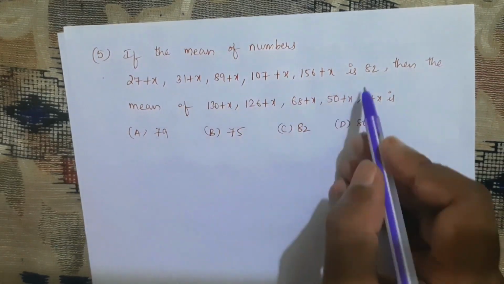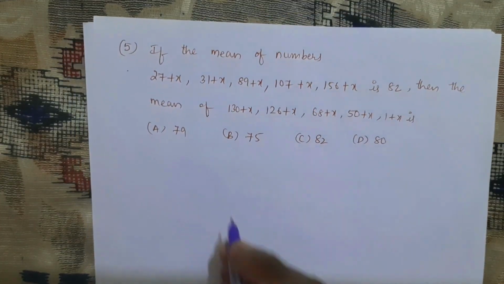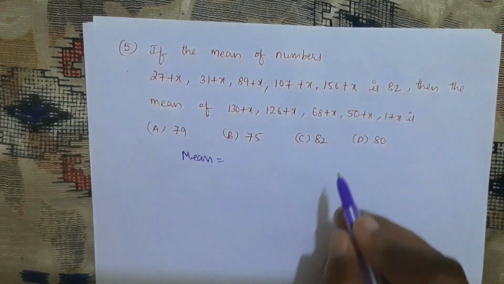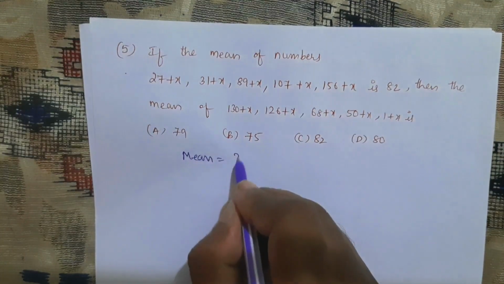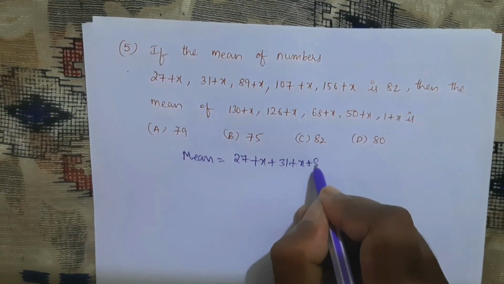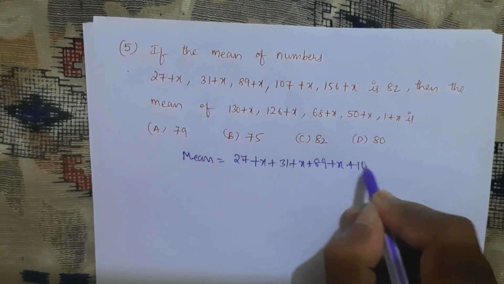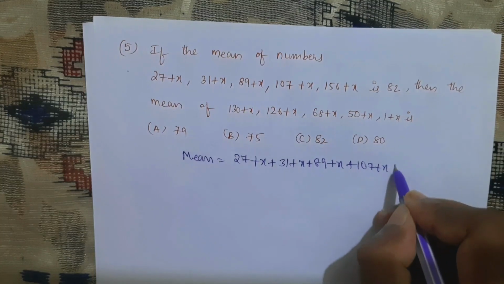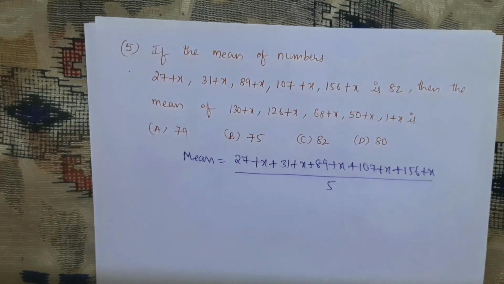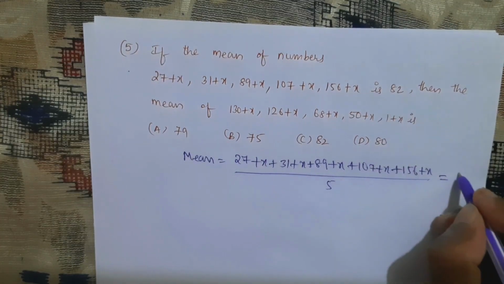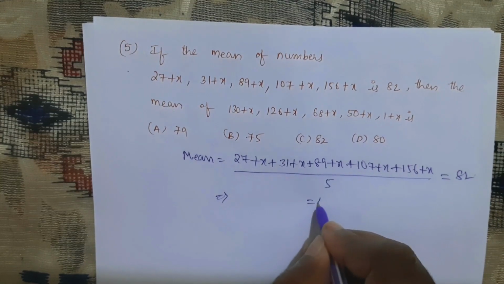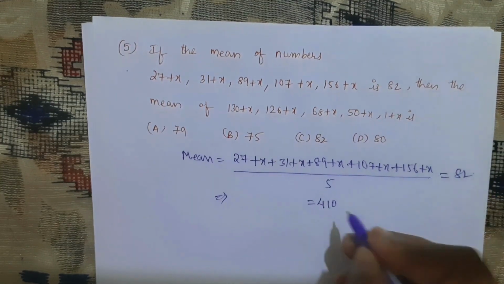So first of all, we will find that x value. We know the mean formula. What is mean? Mean is nothing but the sum of all observations by the total number of observations, that is 27 plus x plus 31 plus x plus 89 plus x plus 107 plus x plus 156 plus x divided by 5 observations, and that value is given, 82. If you multiply 5 by 82, it will become 410. 5 eights are 40 and 5 ones are 5, so 410.